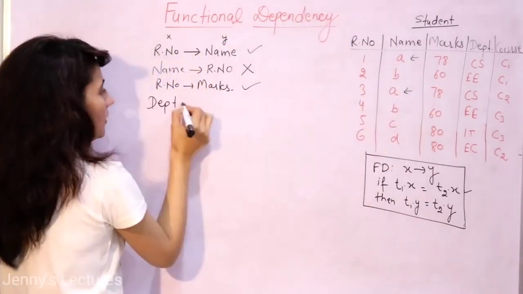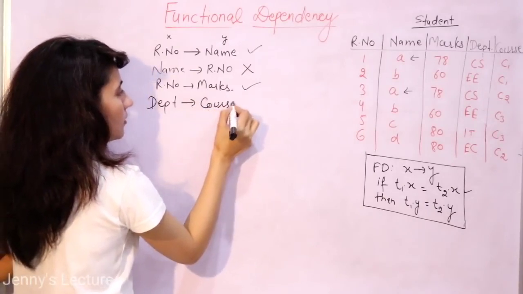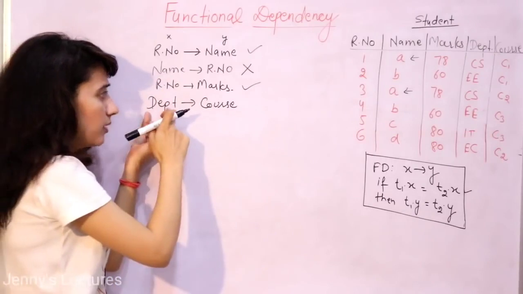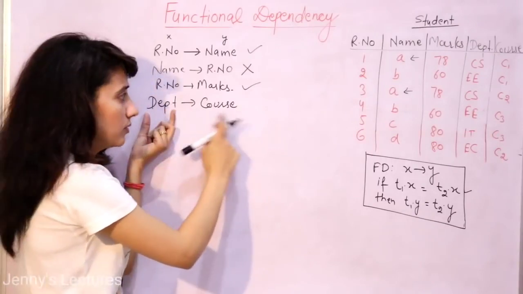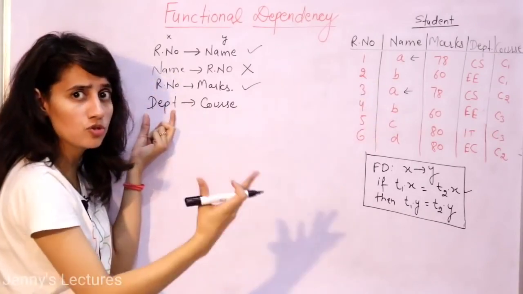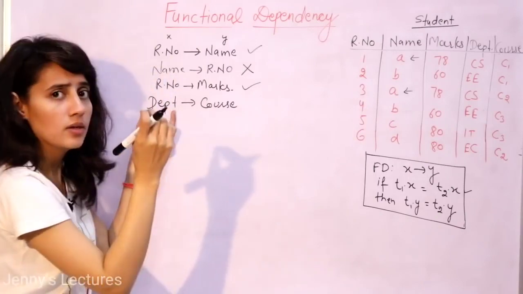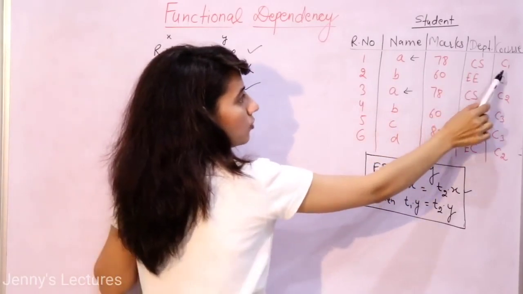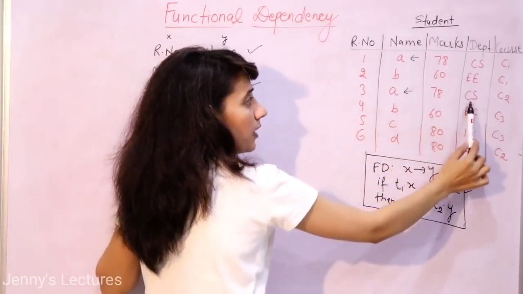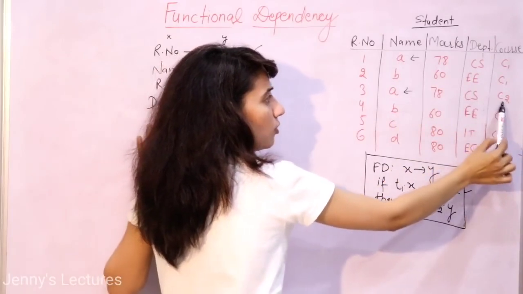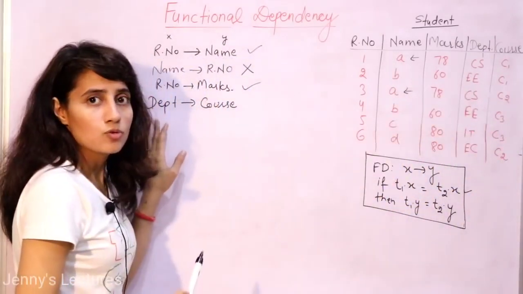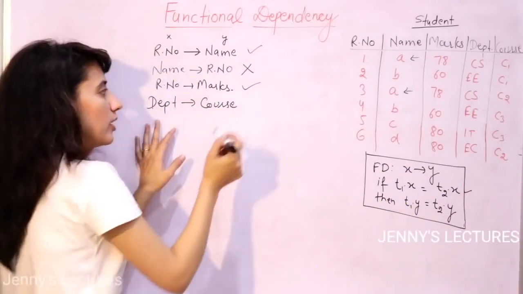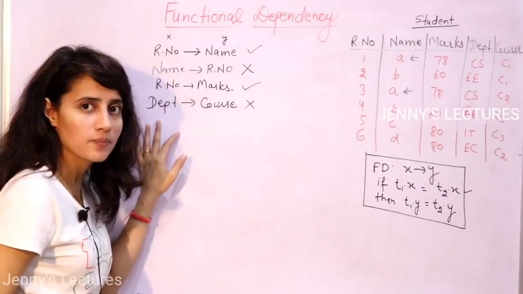Now if I say department determines course, it means I will tell you the value of department and can you tell me what is the course from this table? Can you search the course? Now if I say department is CS, here course is C1, but again department in another tuple is CS, but here course is C2. So which one will you tell me, C1 or C2, right? I cannot tell. So you can say this is not a functional dependency, fine.